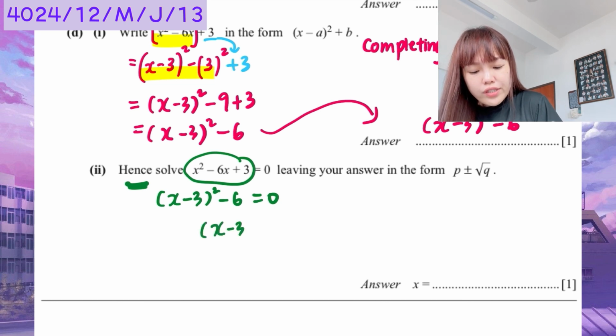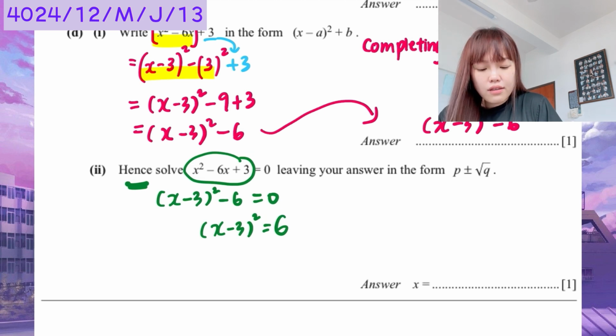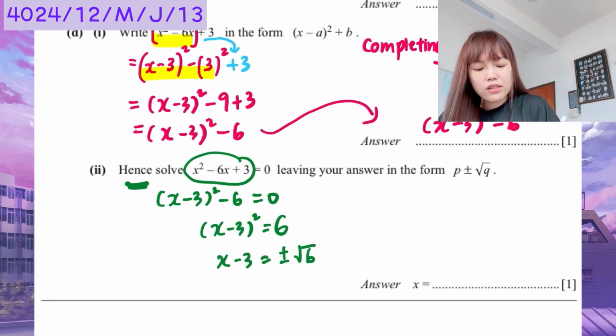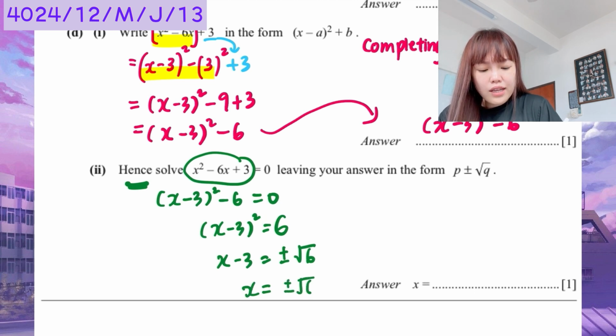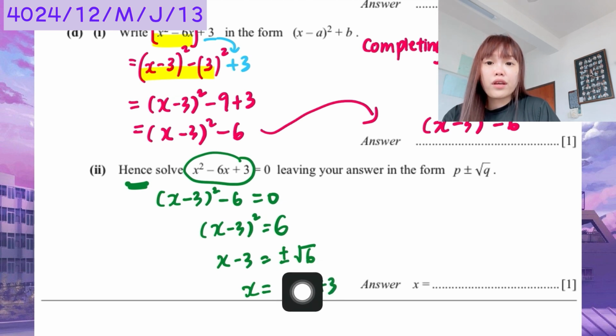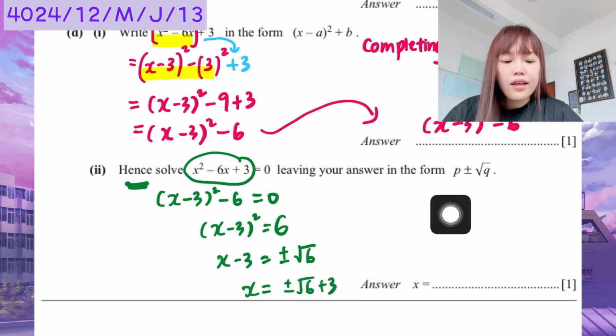Okay, so how do we solve this x? What we do is we move the negative 6, it becomes positive 6. And then I move my square to the other side. Always remember, if you move the square, it must be plus minus square root of 6. And then I move 3 to the other side, it becomes plus 3. I cannot square root 6, by the way, so I leave it as it is like this.